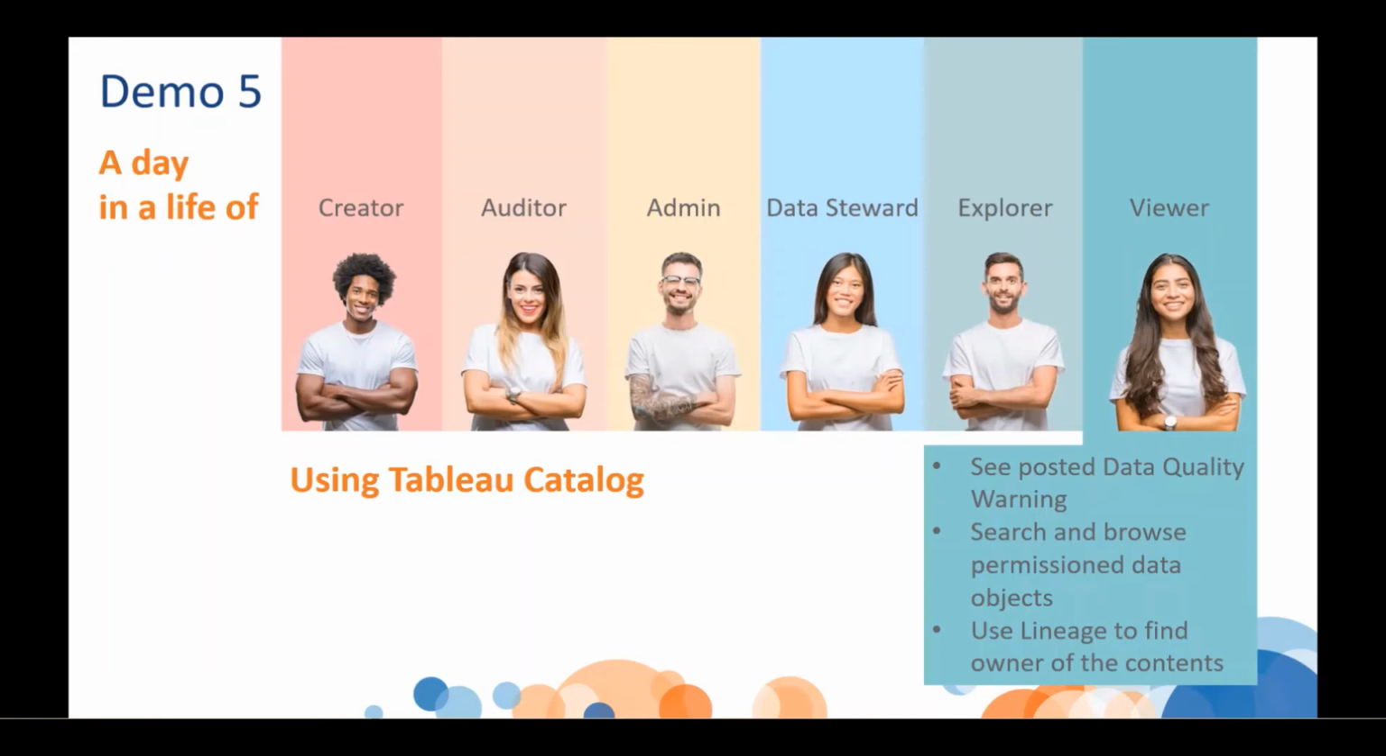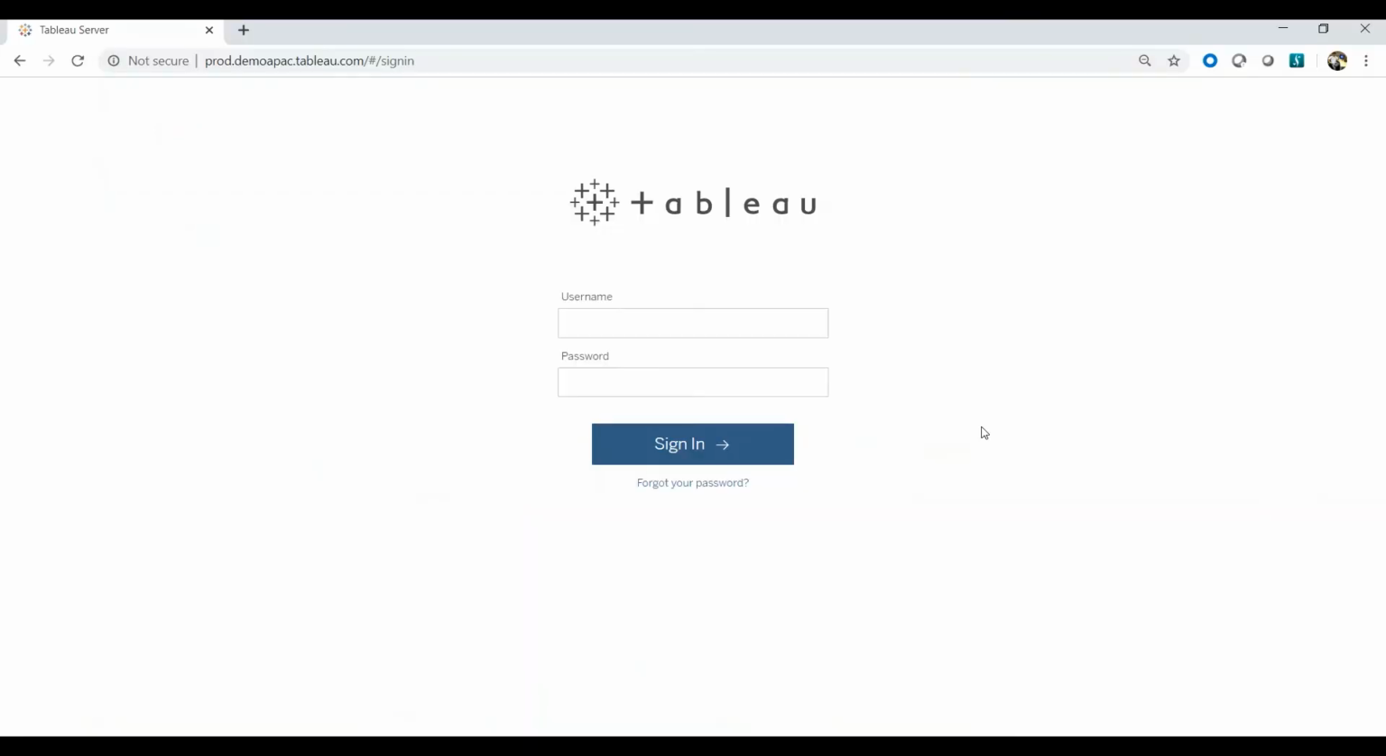In my fifth demo, I will show you a day in the life of a viewer user using Tableau Catalog to see posted data quality warnings, search and browse permitted data objects, and use lineage to find the owner of the contents. In this demo, I'm acting as a viewer user. A few days ago, the viewer user got an email from the data steward regarding the new data sources and also the template dashboard. So I want to check it out.